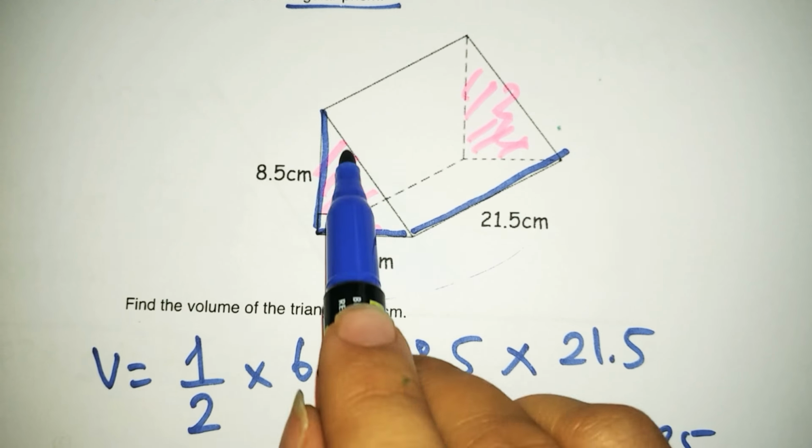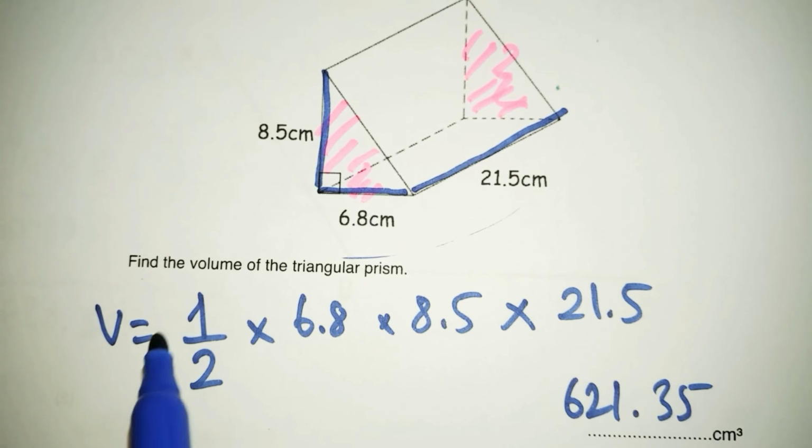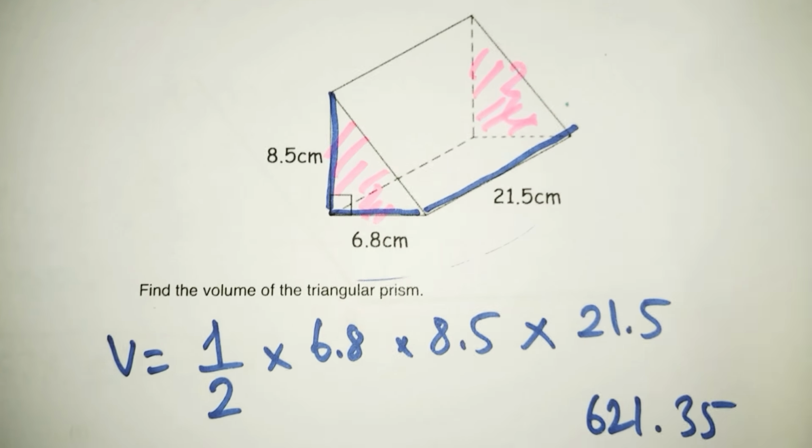So please remember, when you're doing the triangular prism, you need to work out the cross-section area. The cross-section area here is a triangle, so I need to include the area of the triangle in my volume calculations. Be careful please in these little details.